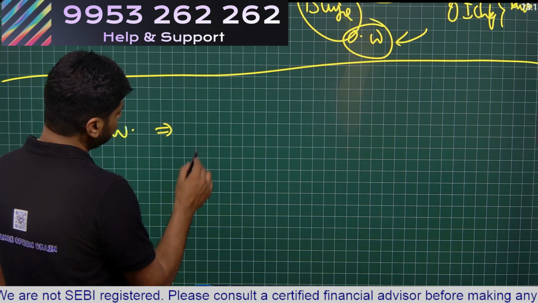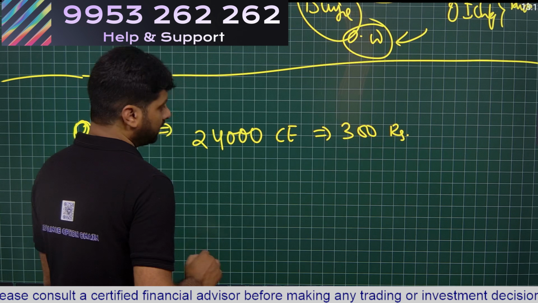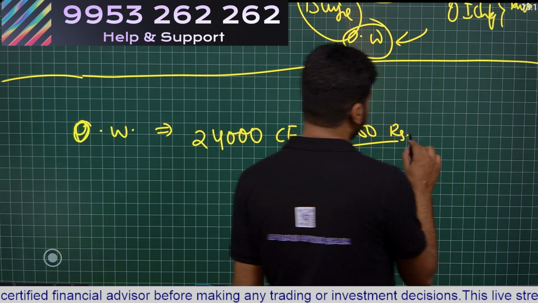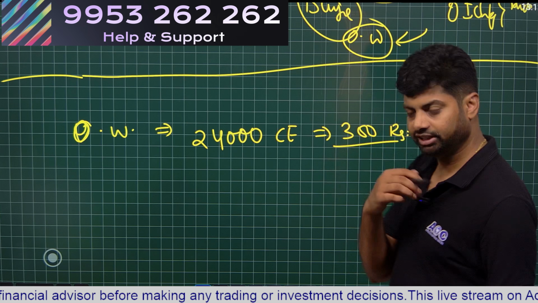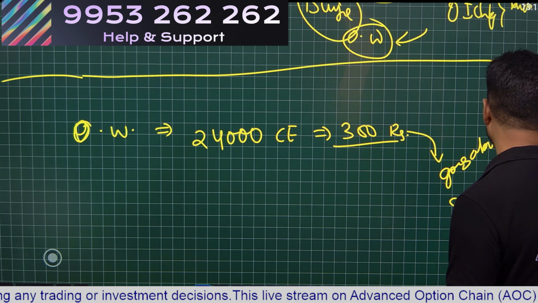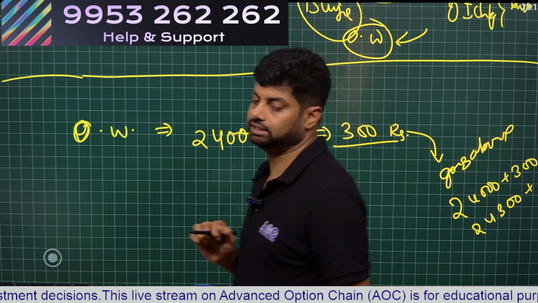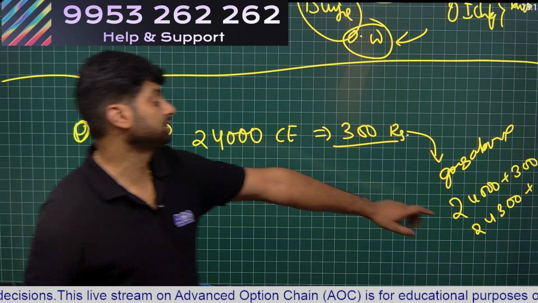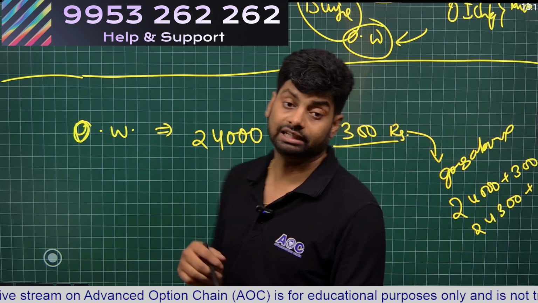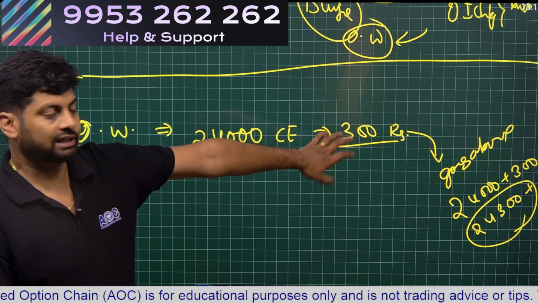Whenever, for example, he sold the 24,000 CE at 300 rupees. Now, when will he lose money? He will start losing money if the underlying, that may be Nifty, a stock, anything, goes above 24,000 plus 300, that is 24,300. If the underlying asset's price appreciates to 24,300 plus, the option price will increase and he'll start losing money. If he starts losing money, what can he do?